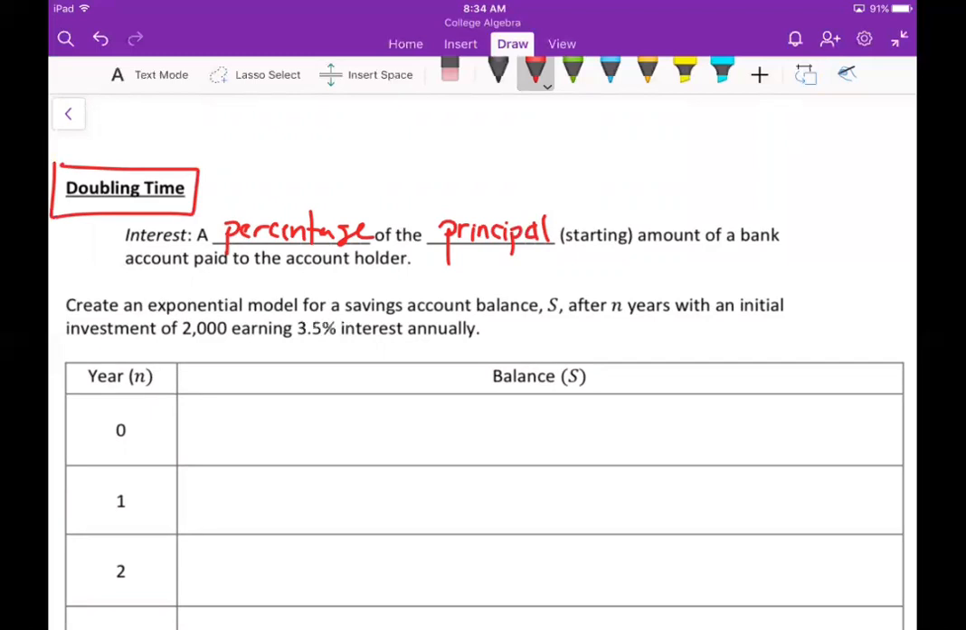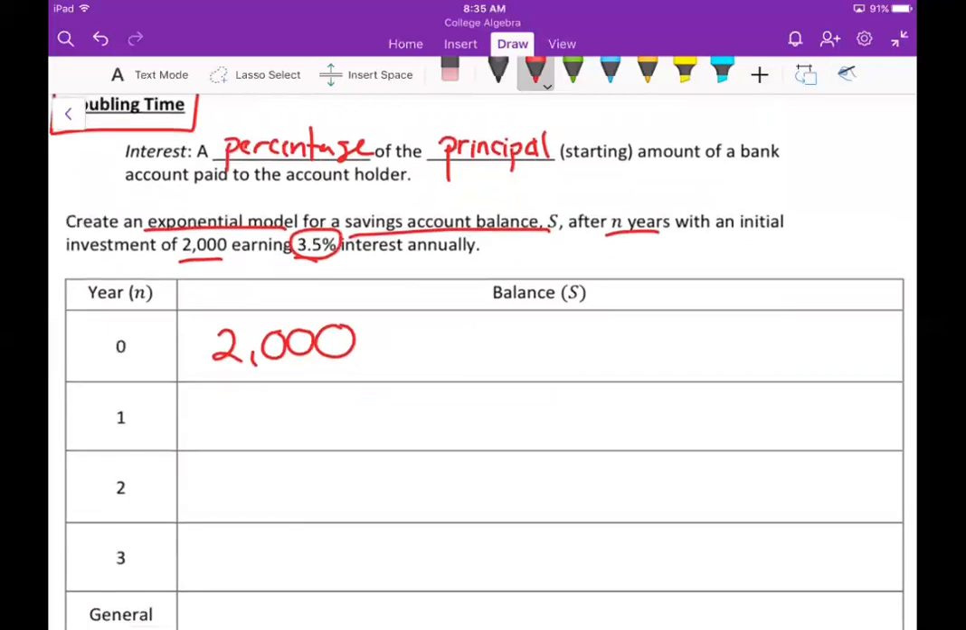We're going to see how we can create an exponential model to calculate the savings account's balance after so many years if we invest $2,000 and earn an interest rate of 3.5% annually. So with 0 years passing, we're going to put that $2,000 into our account, and that's going to be our balance.